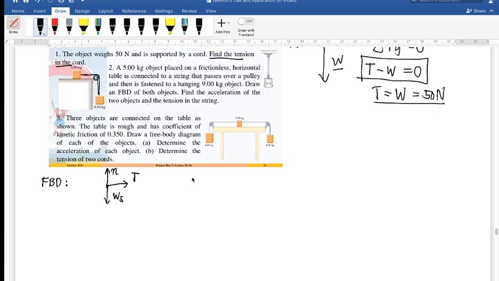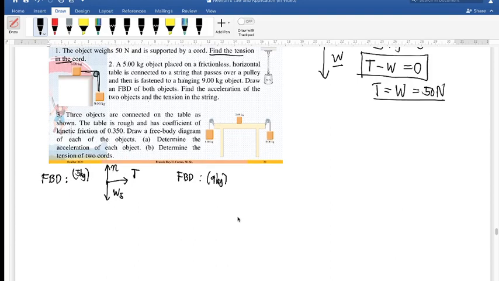Okay? So how about for the 9 kilogram? This is the 5 kilogram. How about the FBD of the 9 kilogram? So the 9 kilogram is actually this one, right? It is hanging. Since it is hanging, it has no normal force, but it has tension because it is connected to the same rope or cord as the 5 kilogram, right?